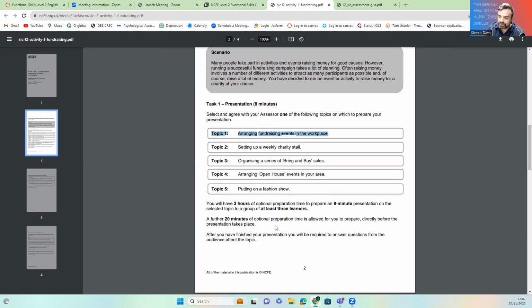A further 20 minutes of optional preparation is allowed for you to prepare directly before your presentation takes place. So what that means is we do one presentation, we then have a break, and then you will have 20 minutes to prepare yours. Now we can negotiate that in the morning, and again we can negotiate those 3 hours. It's up to that time. You may feel that you don't need 20 minutes, but that's just to set up everything to make sure that you're ready and you're organized.